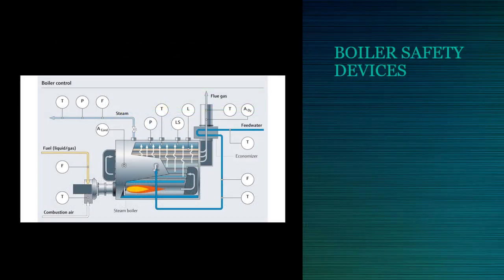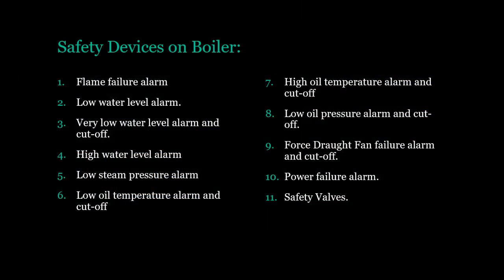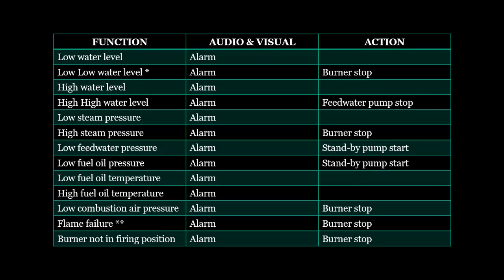Boiler safety devices. Safety devices on boiler: flame failure alarm, low water level alarm, very low water level alarm and cutoff, high water level alarm, low steam pressure alarm, low oil temperature alarm and cutoff, high oil temperature alarm and cutoff, low oil pressure alarm and cutoff, forced draft fan failure alarm and cutoff, power failure alarm. Safety valves. Samples of safety devices of the boiler.